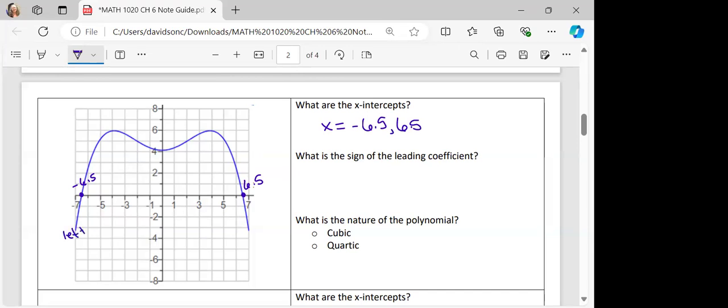The left opens down, and the right also opens down. If we look at the original, that is similar to negative x to the fourth. So the leading coefficient is negative. Since the ends go in the same direction, it's quartic.